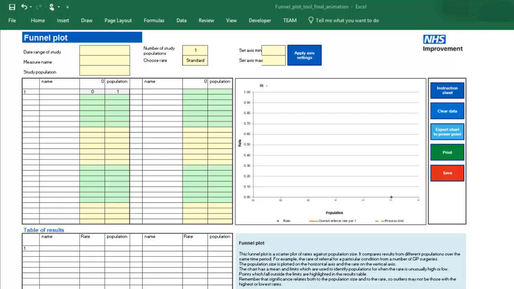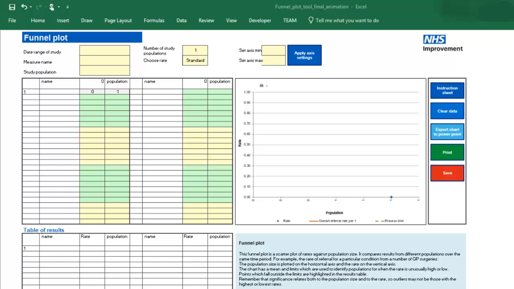Today I want to talk to you about my new funnel plot tool. A funnel plot is a scatter plot of rates against population size. It compares results from different populations over the same time period. For example, the rate of referral for a particular condition from a number of GP surgeries. The population size is plotted on the horizontal axis and the rate on the vertical axis.